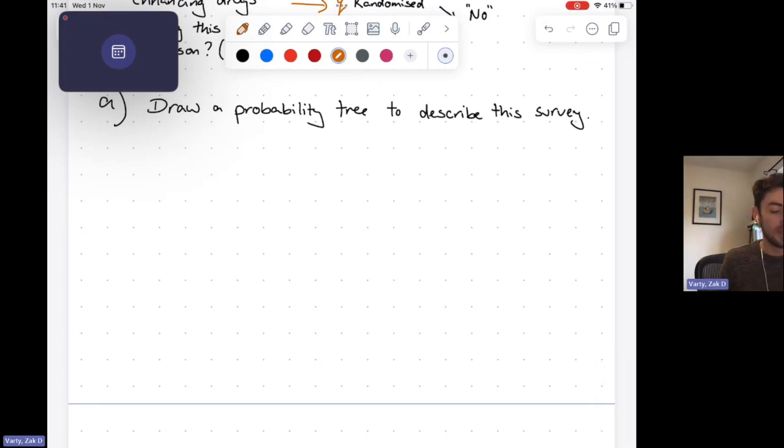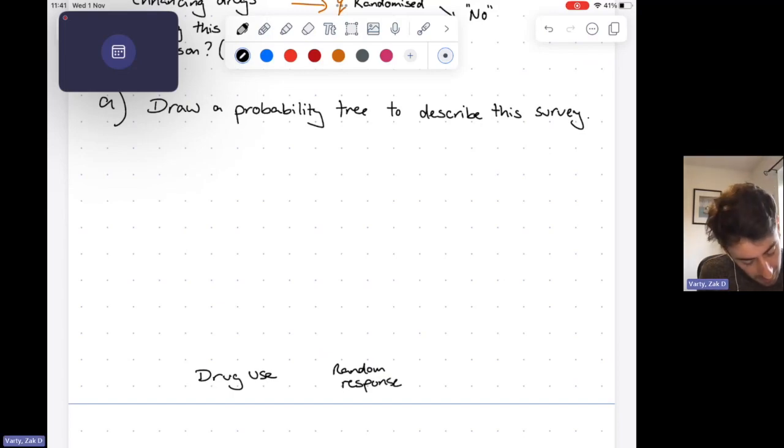The first thing this question is asking us to do is draw a probability tree to describe this survey. This is going to have three phases. The first one is the true status of whether or not the student uses study drugs. The second is whether the student is assigned to give a random response. And the final one will be whether they agree or disagree with the statement, so whether they respond yes or no.